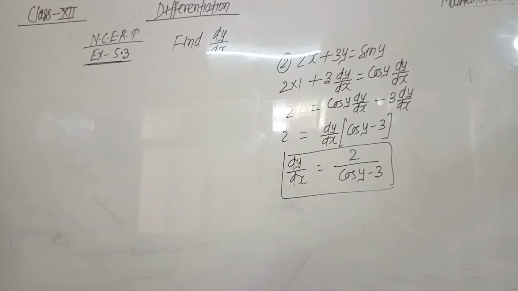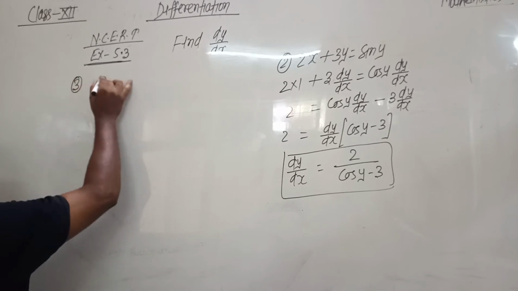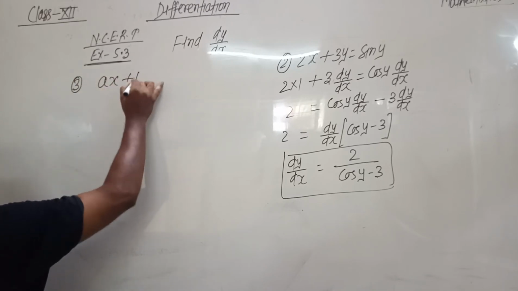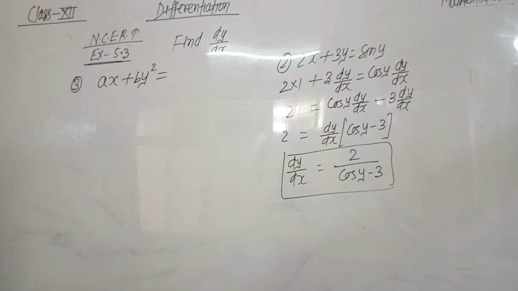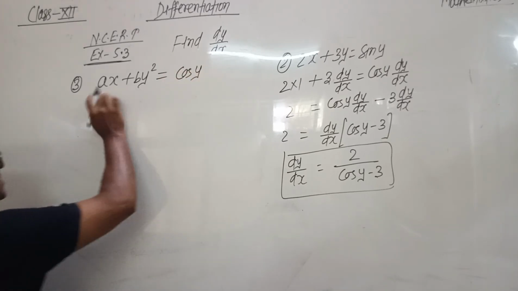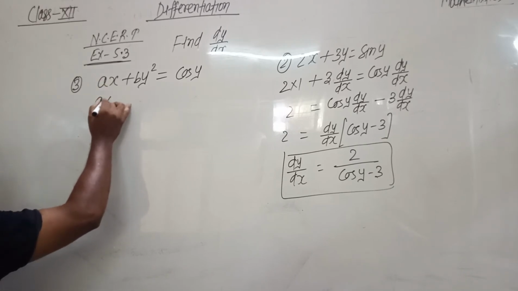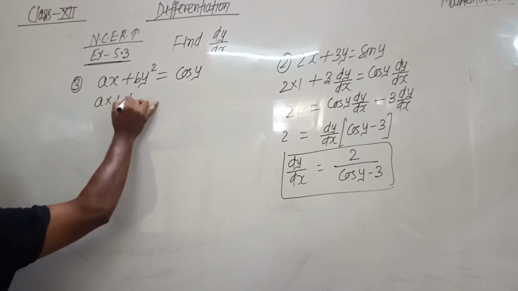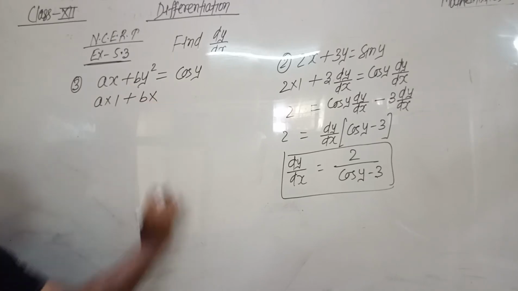Ax plus by square equals cos y. So differentiate both sides with respect to x. a is the constant term, taken outside. Differentiation of x is 1. Here b is the constant term, taken outside.